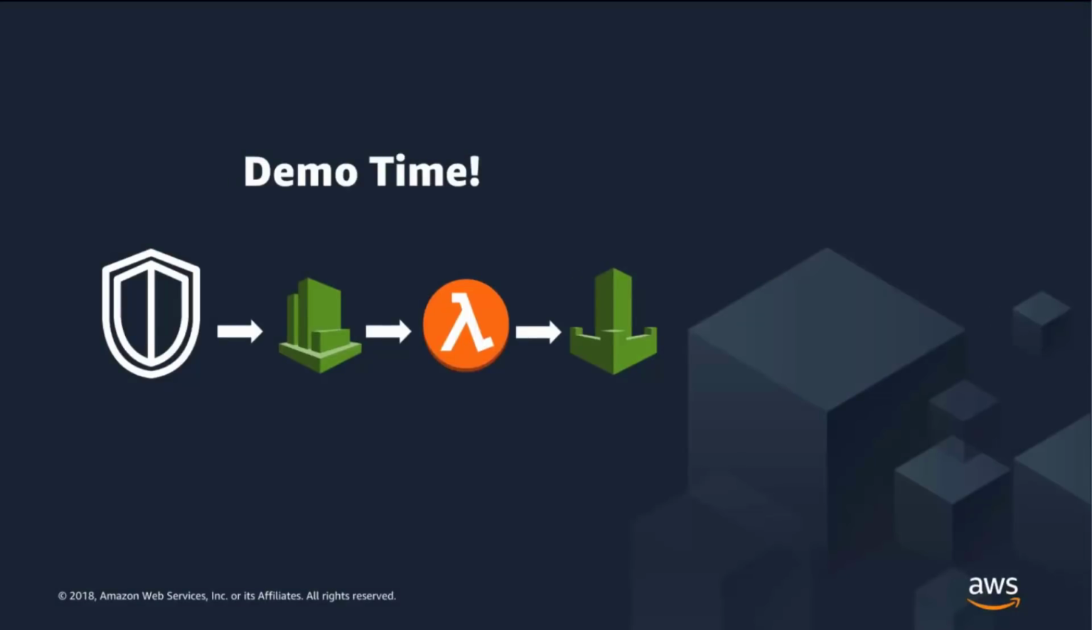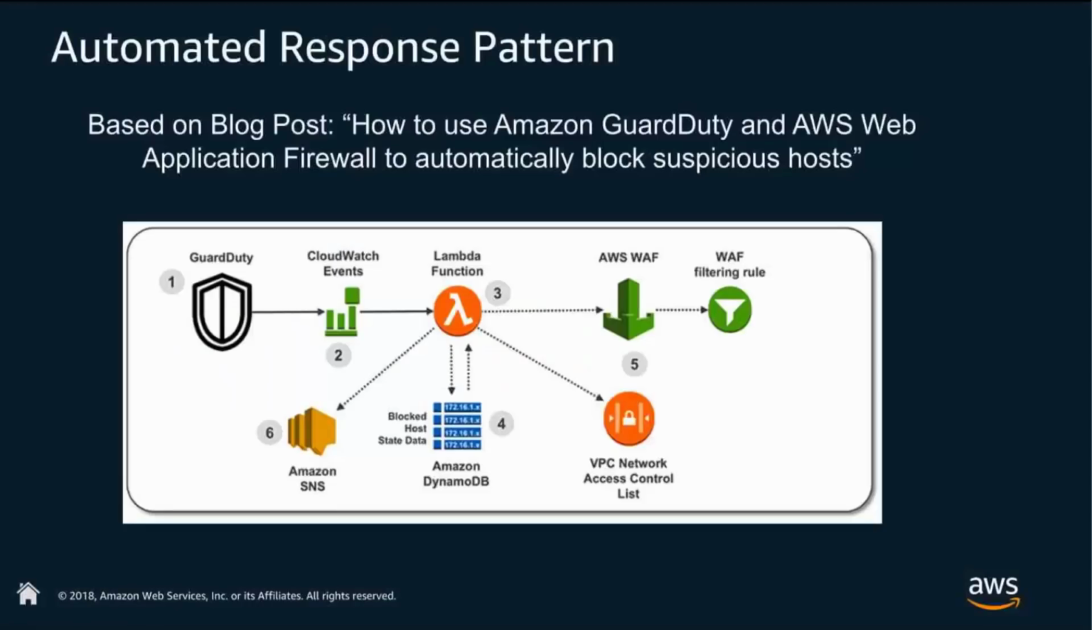All right, so at this point, we're going to dive into the demo and show you a specific solution in action. The way this solution works is similar to what we've covered. We have the steps outlined here in this diagram. You can see that we have GuardDuty, of course, using CloudWatch events to trigger the Lambda. In this case, we're also using DynamoDB to store some state information, which we use in the solution, and I'll talk about that in a moment. But let me go ahead and share my screen with you.